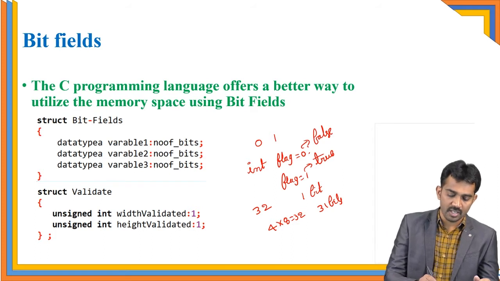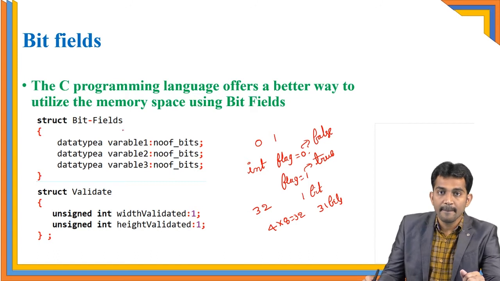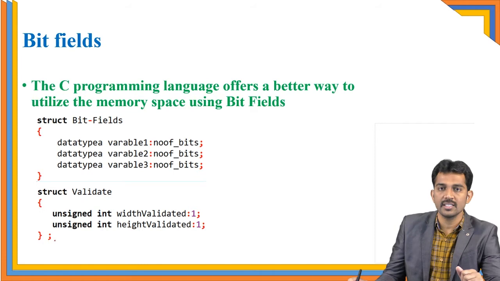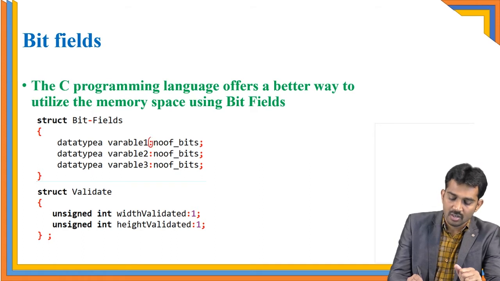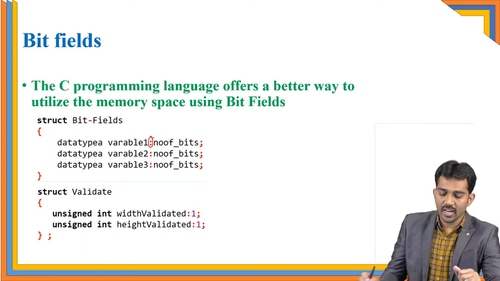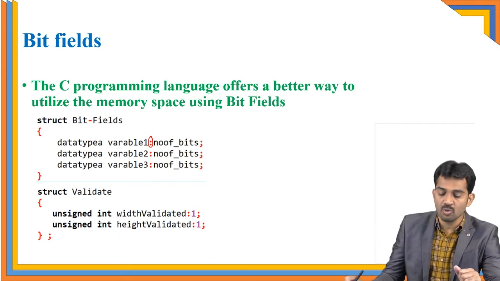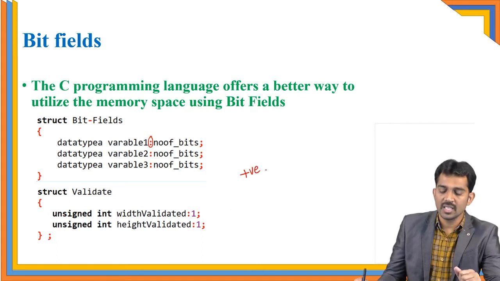So I'm going to explain the concept here. This is the way you assign the bits. By using structures only, you allocate the bits. The data type stays as it is, but after the variable declaration you use a colon and the number of bits. For example, width validate. Why did you take unsigned int? Unsigned int means only positive values. Yes or no? Unsigned int means only positive values.